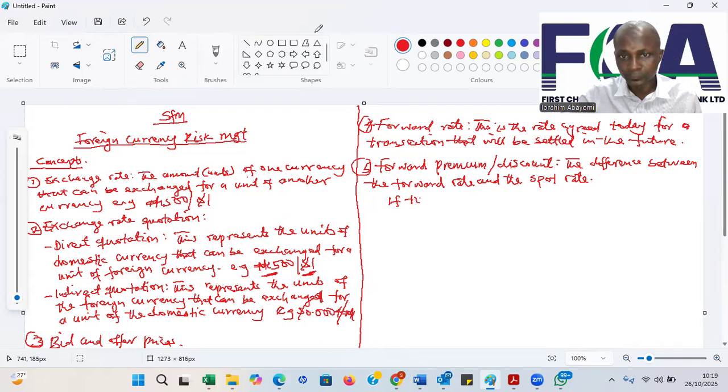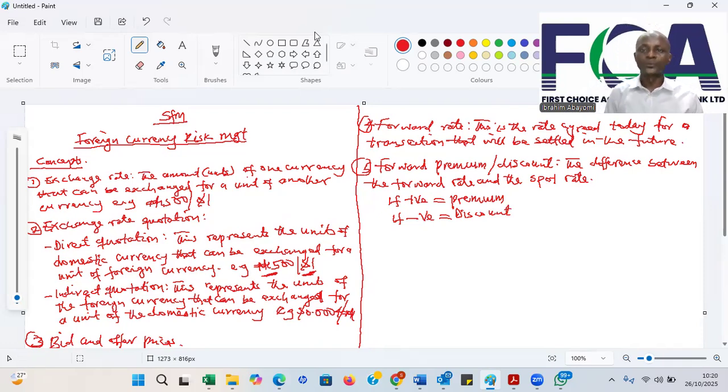So if positive, we talk of a premium. If negative, we talk of a discount. So if this is positive, we say the spot rate is quoted at a premium. If it is negative, we say the spot rate is quoted at a discount.